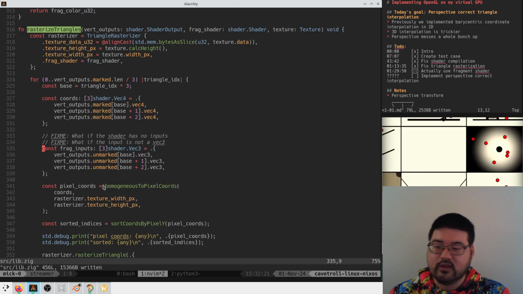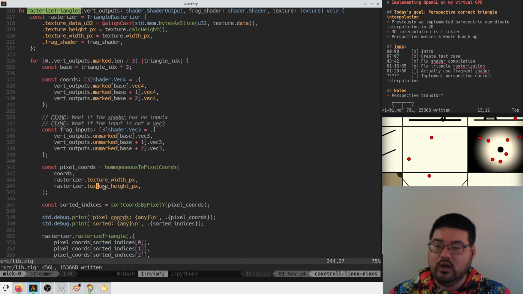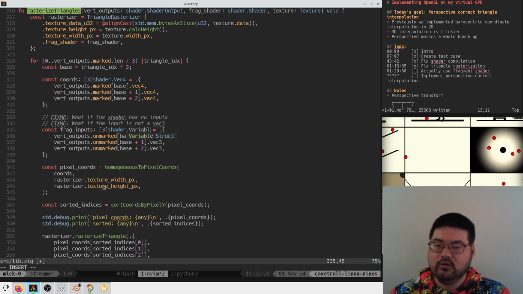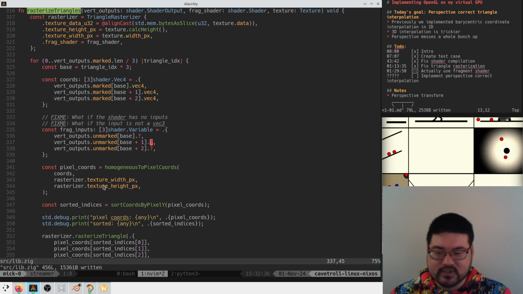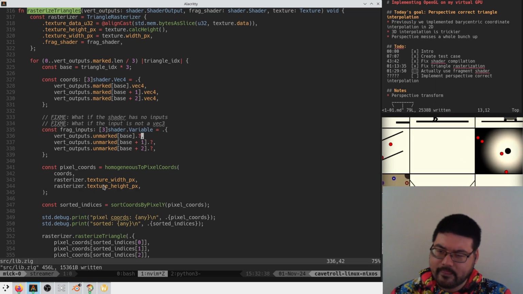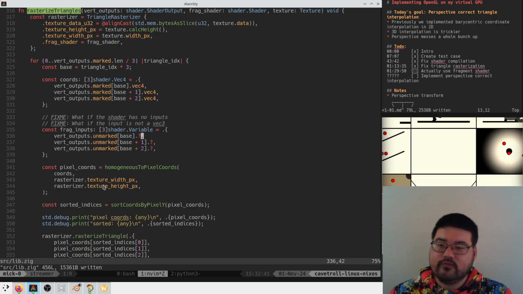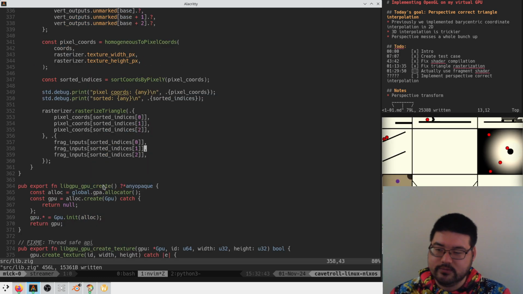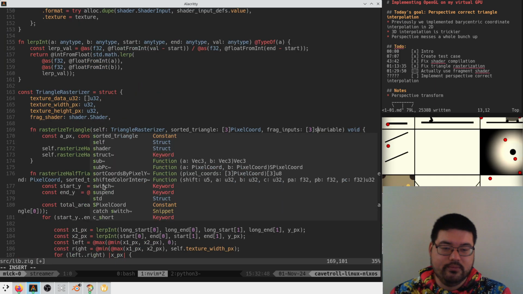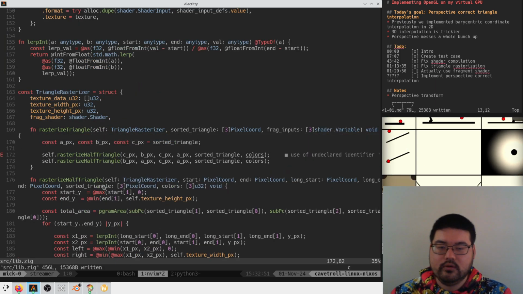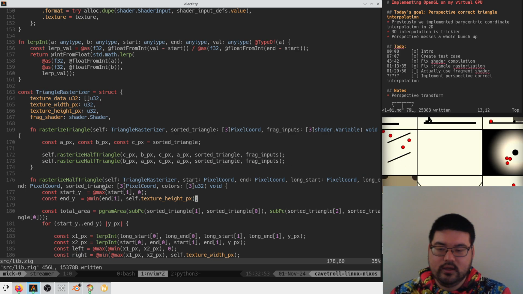What is the type of this thing? Shader vec3. This is wrong. This should be shader variable, probably. And this is going to be like this. And these are optionals, I think, so I have to dereference the optional. But we can figure that out in the future. So now we have some inputs, and we are going to have to interpolate those instead of the colors.